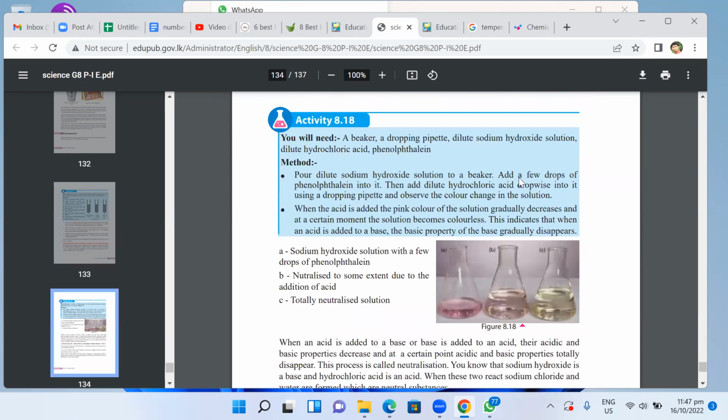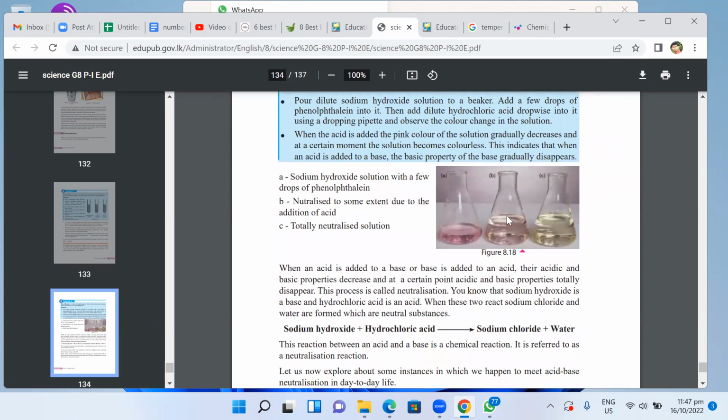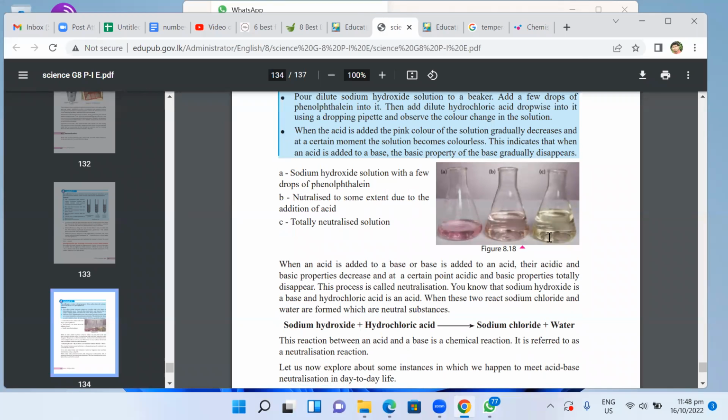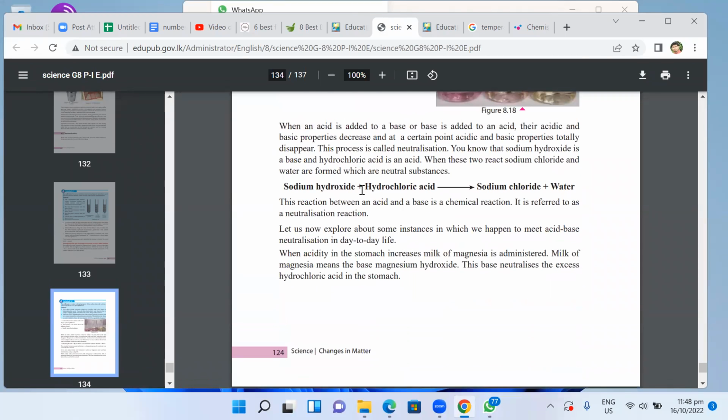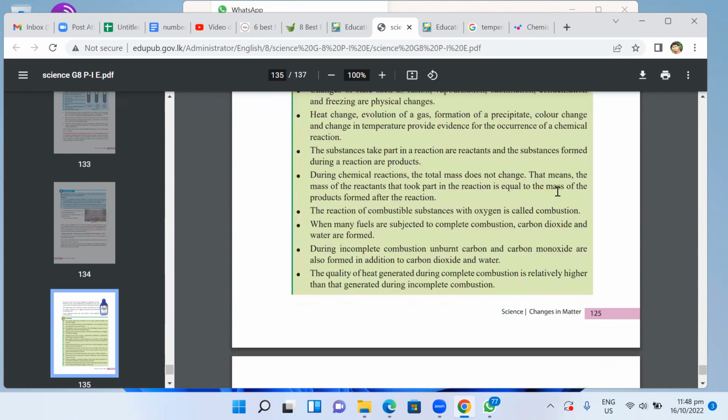Is it there in the book? Yes, here you can see sodium hydroxide, with a few drops of phenolphthalein. Then this is using hydrochloric acid. Up to some extent neutralized, and this is fully neutralized. So what will happen? Sodium hydroxide will react with hydrochloric acid, and sodium chloride, salt, and water will be created. Okay, I think we are done with that.